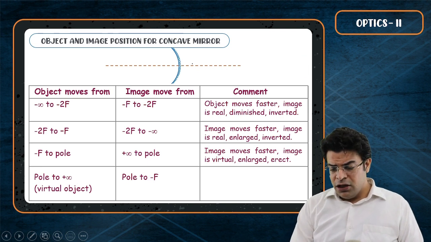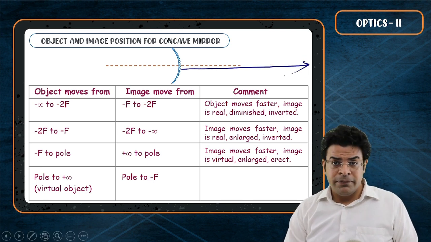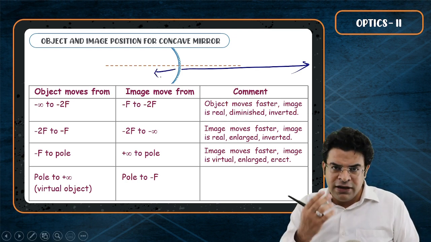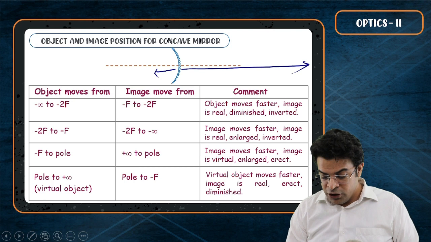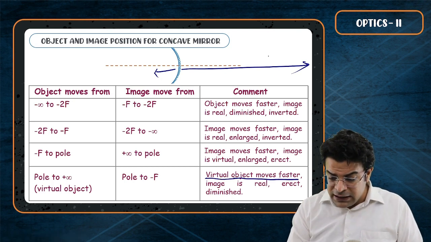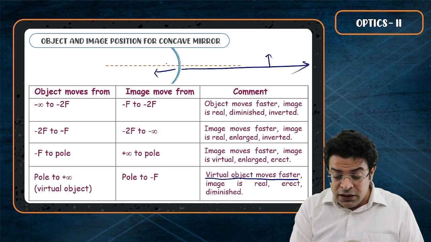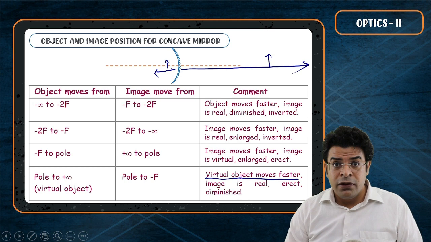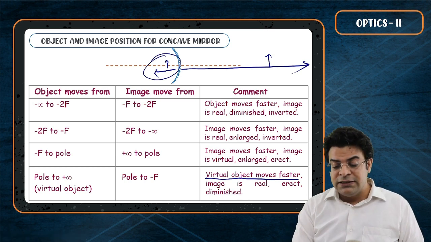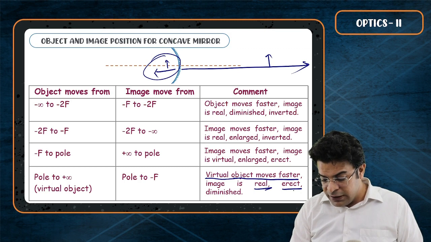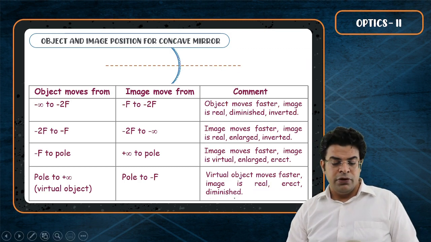Now again, the object moves from pole to plus infinity. The image moves from pole to minus f. Who moves faster? So definitely the virtual object moves faster. As the object and image are on different sides of the mirror, the image will be erect. Since the distance of the image is less, the image will be diminished. So the image will be real, erect, as well as diminished.